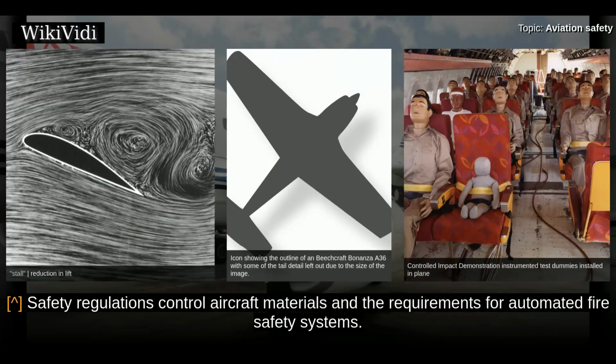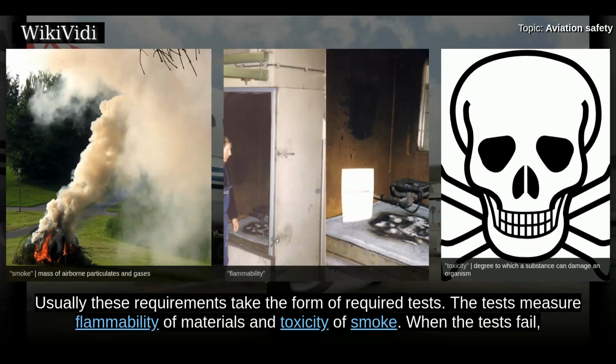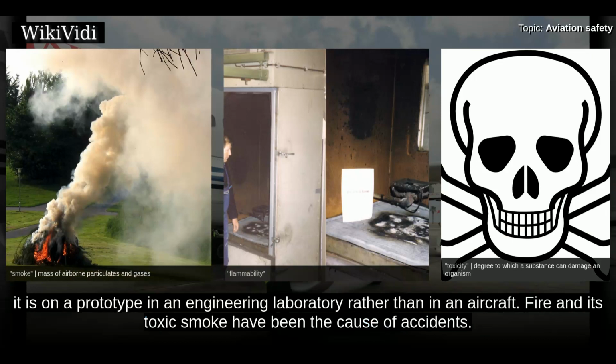Safety regulations control aircraft materials and the requirements for automated fire safety systems. Usually these requirements take the form of required tests. The tests measure flammability of materials and toxicity of smoke. When the tests fail, it is on a prototype in an engineering laboratory rather than in an aircraft. Fire and its toxic smoke have been the cause of accidents.